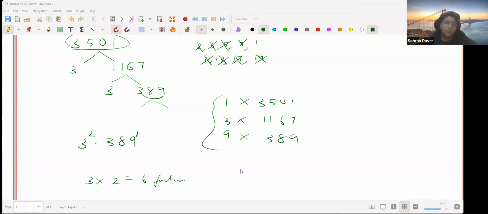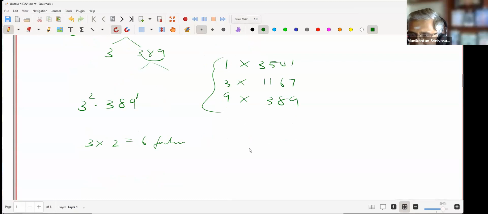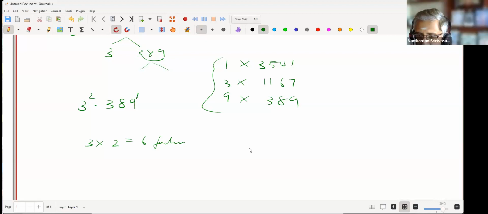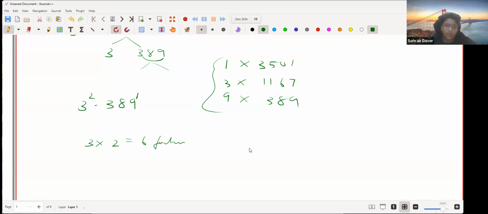3 square because there are 2 3s. Saurabh, I didn't understand, connection is very poor. What is it? The 3 square that you've taken, 3 square into 389. 3 square because we got 3 twice in the prime factorization. Correct.